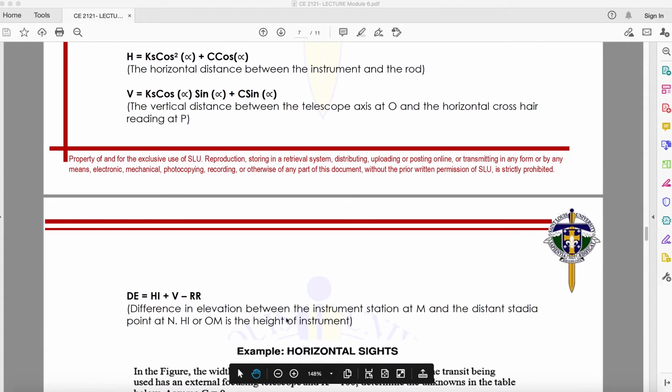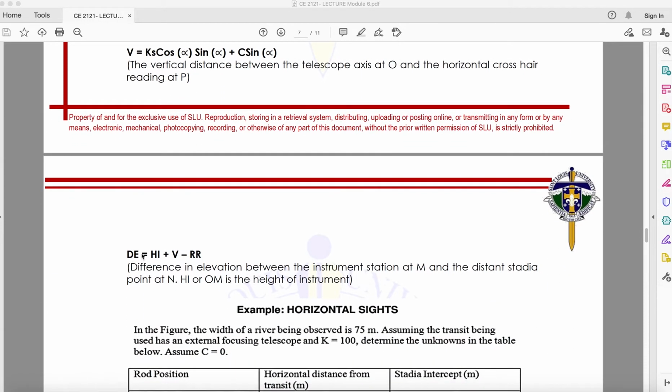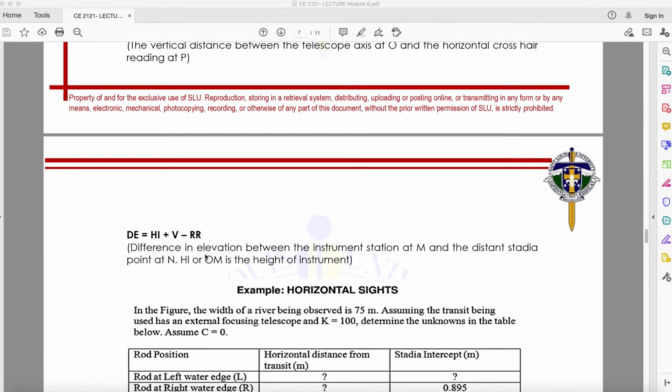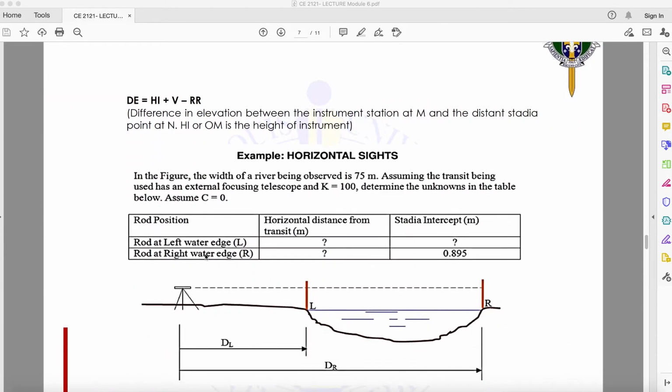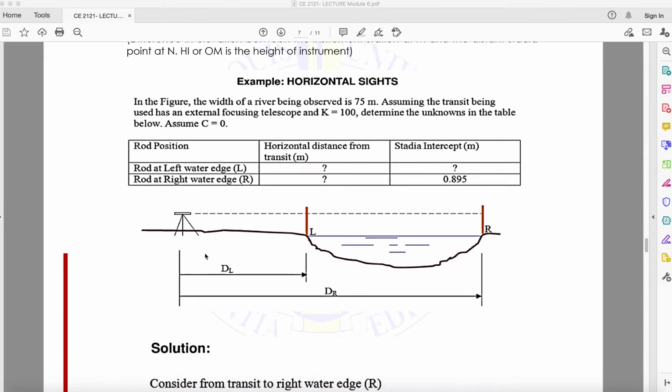Okay? So, the difference in elevation can also be solved using the equation: height of the instrument plus vertical distance minus the rod reading. I repeat, the difference in elevation can be solved using height of the instrument plus the vertical distance minus the rod reading. Okay, so we now try this example.